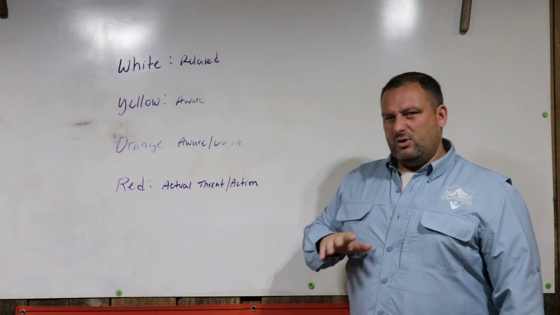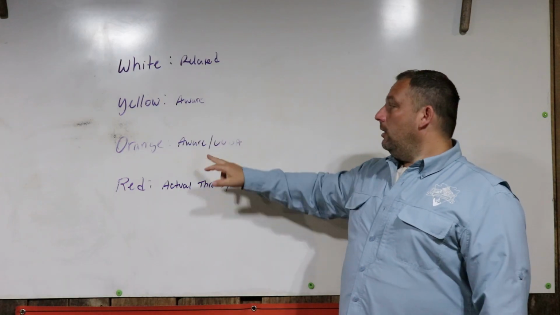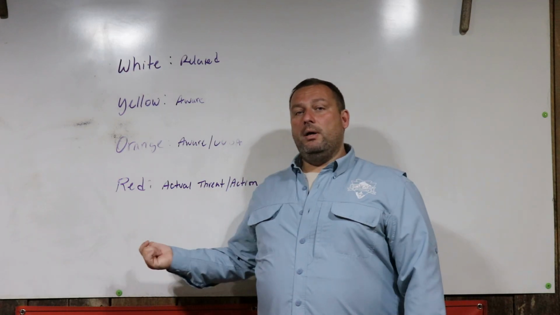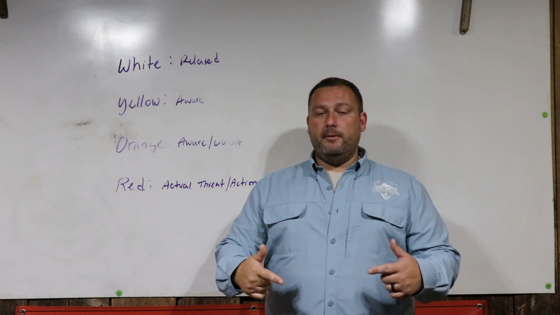White, we're at home on the couch, we're totally relaxed. Yellow, we're out in public, we're aware of what's going on. Orange, we've identified a threat, we're beginning our OODA loop. And red, we are now actively doing something, all right?